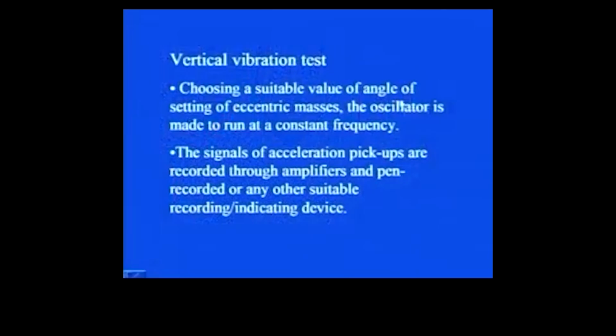Choosing a suitable value of angle of setting of eccentric masses, the oscillator is made to run at a constant frequency. So a little eccentricity of the masses is there. For that particular value of angle of setting of eccentric masses, the oscillator has to run at a constant frequency. For one particular eccentricity, the frequency of the oscillator should not be different. The signals of the acceleration pickups are recorded through amplifiers and pen recorded or any other suitable recording indicating devices.